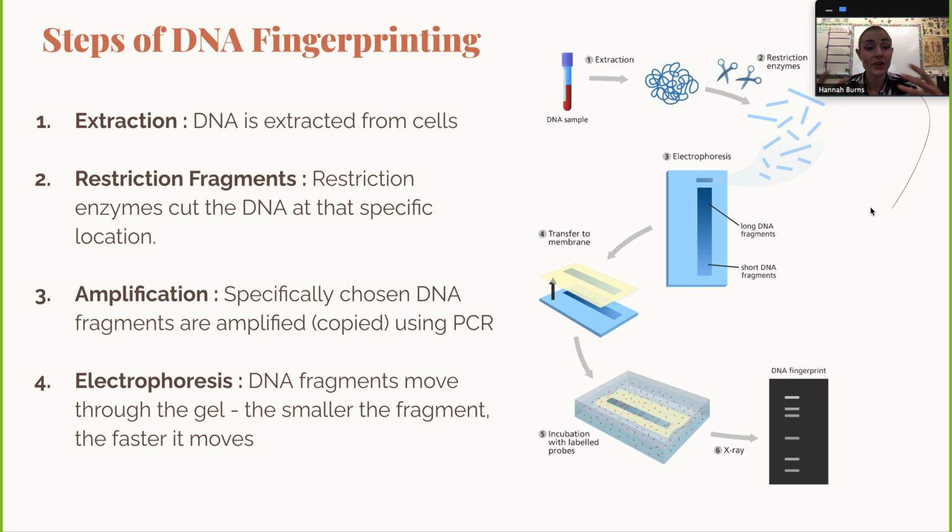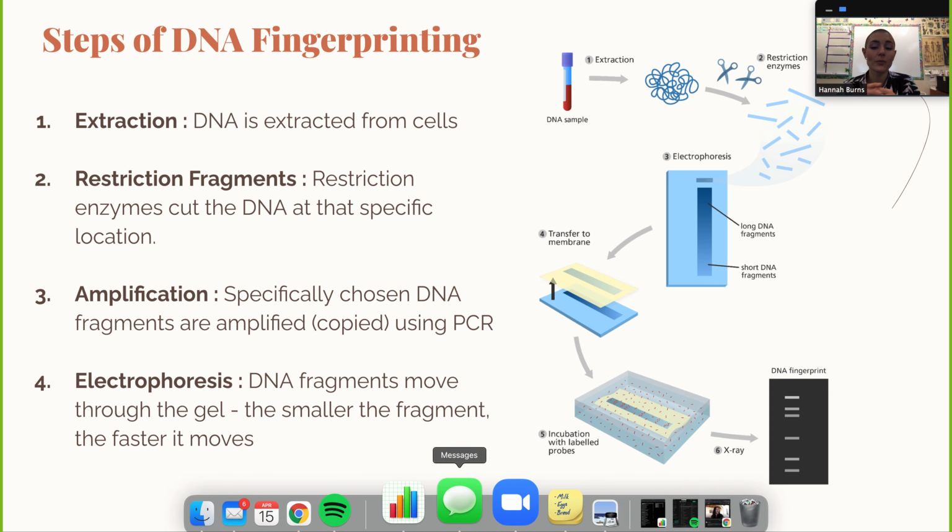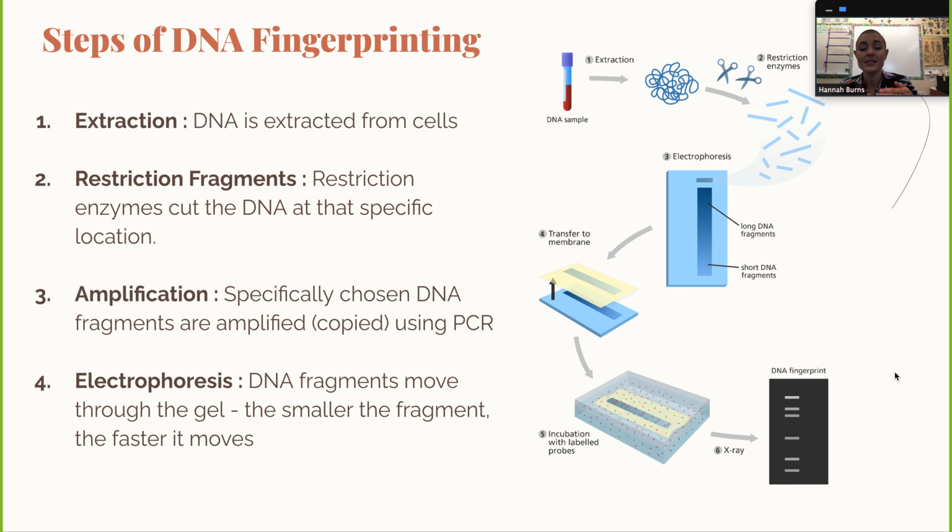And making a bunch of copies allows us to visualize those DNA fragments in step 4, which is gel electrophoresis. What gel electrophoresis does is actually move the DNA fragments that we cut up using those restriction enzymes and then amplified using a process known as PCR. We can look at those fragments and they'll move depending on the size of the fragment.